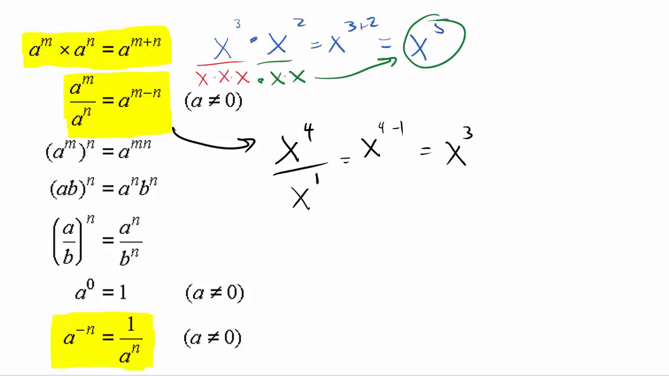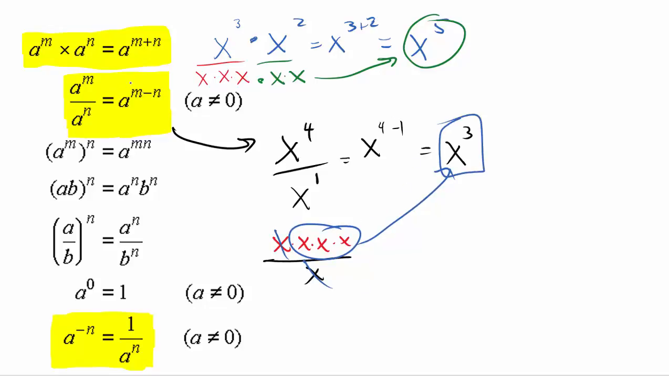Now again, the reason why this works is if I were to rewrite this as x to the 4th being 4 x's up here multiplied together, and then this x to the 1 on the bottom just being a single x, remember that we can cancel anything on the top with anything on the bottom here, so this would cancel, that would cancel, and I'd be left with x to the 3rd, x times x times x. So again, the shortcut on this type of problem would be that you can subtract the exponents if you're dividing like bases. So we can add them if we're multiplying like bases, we can subtract them if we're dividing like bases.